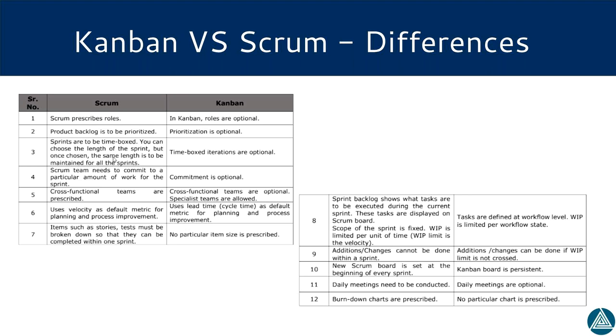On Scrum, as we all know, the product backlog is to be prioritized. And in Kanban, as this is changing all the time, because of uncertainty, the prioritization is optional.